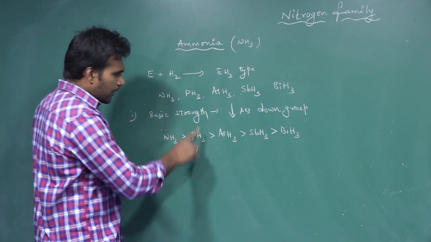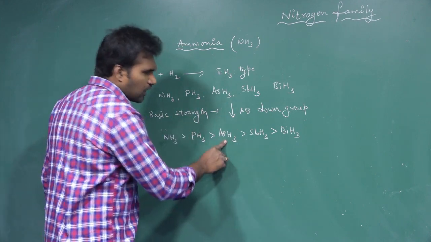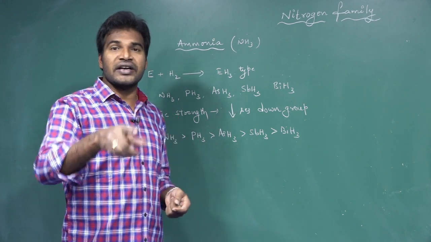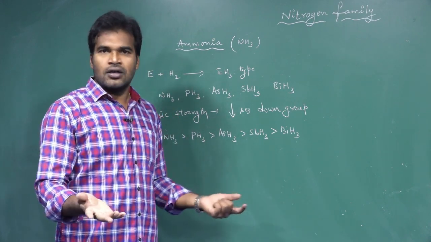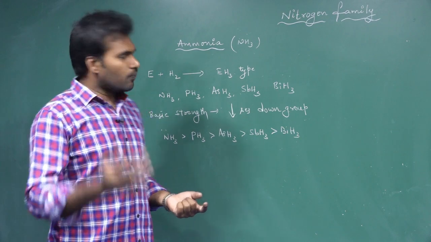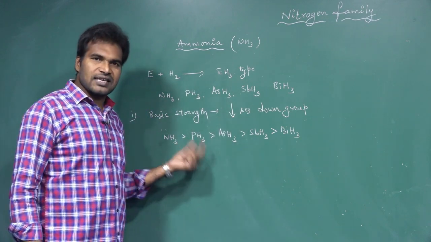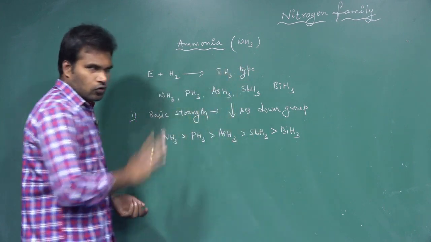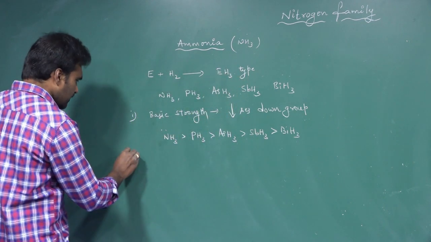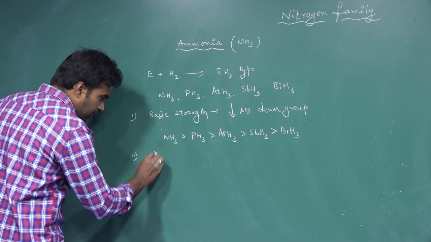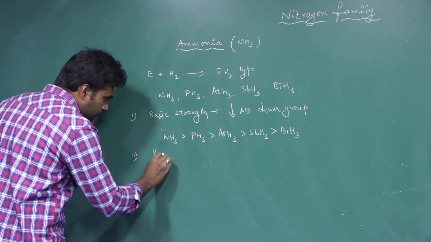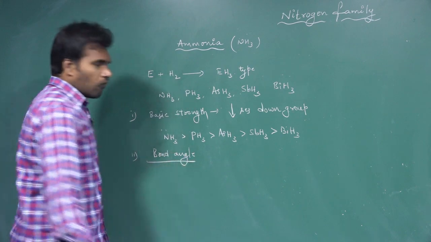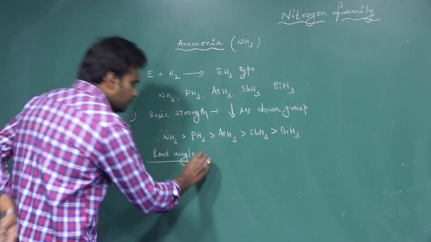Whereas when you go from nitrogen to phosphorus, phosphorus to arsenic, what happens? The size increases. If the size increases, electron density decreases. If there is less electron density, automatically the ability of donating the electrons is less. That is why the basic strength decreases down the group. About the hydrides, the next one, coming to hybridization and bond angles.